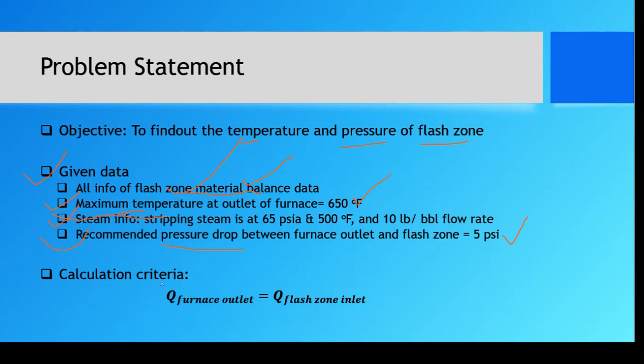Basically we are going to do the calculations on this criterion. The total amount of heat at the furnace outlet should be equal to the total amount of heat at the flash zone inlet. That is our basic criterion. We have to find out simply these two heat balances, and then our objective will be achieved. Let us see how.